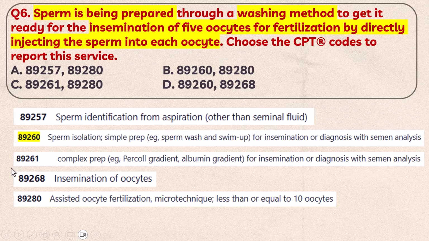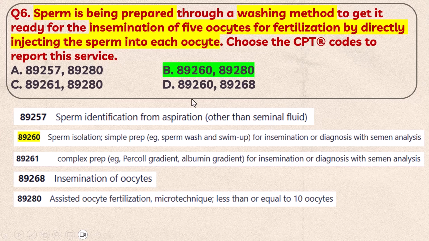Once you look at other codes, 261 complex prep, so that is not here. 268 insemination of oocytes. So that is the procedure here, insemination of oocytes, but they are mentioning 5 oocytes for fertilization directly injecting the sperm. Read the other code 89,280 assisted oocyte fertilization. Assisted means they are injecting. Micro technique less than or equal to 10 oocytes. So in our case 5 oocytes. So the correct code will be 89,280. So the correct answer will be answer B, both 89,260 and 280.